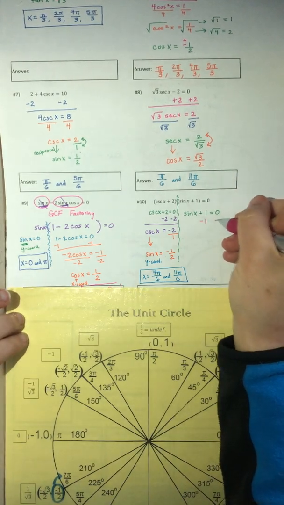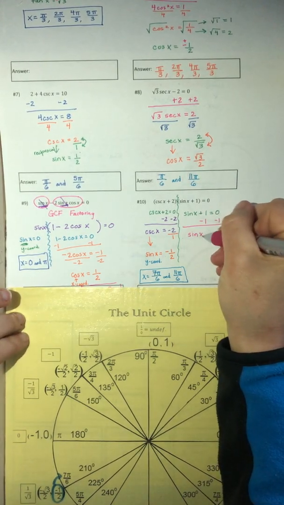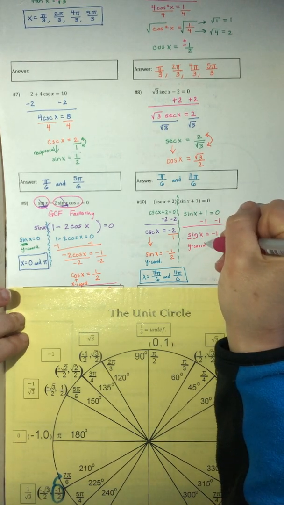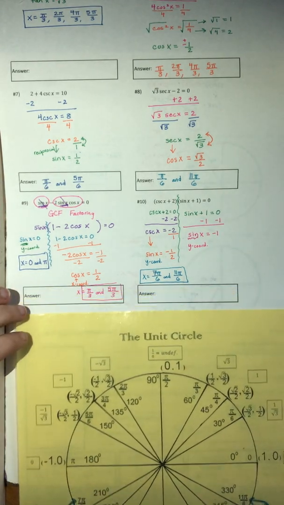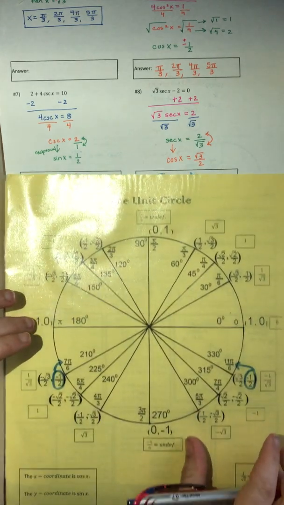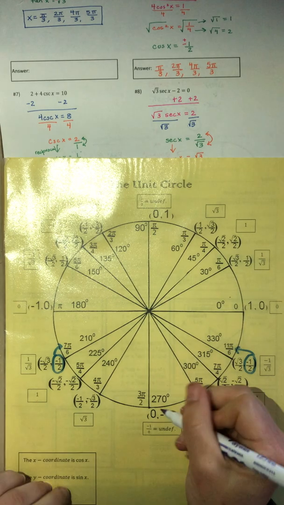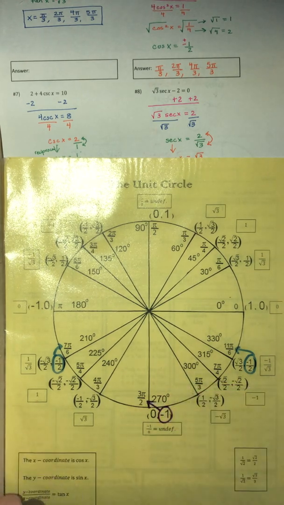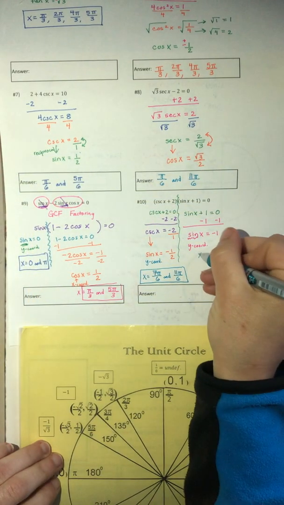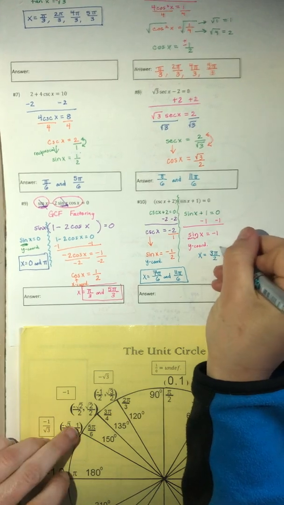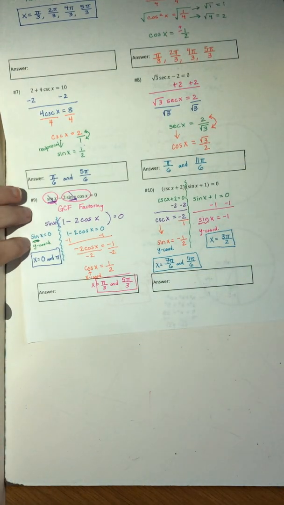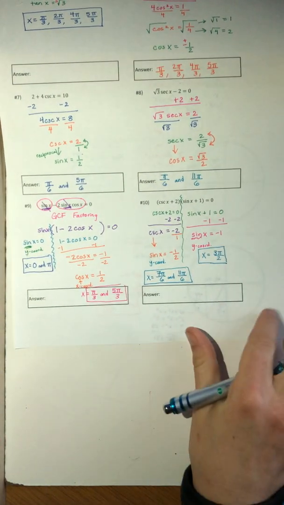And then this side, I'm going to subtract 1 on each side. I get sine x is -1. Again, sine is our y-coordinate. So where is our y-coordinate equal to -1? That's at 3 pi over 2. So this last problem has 3 answers: 7 pi over 6, 11 pi over 6, and 3 pi over 2.